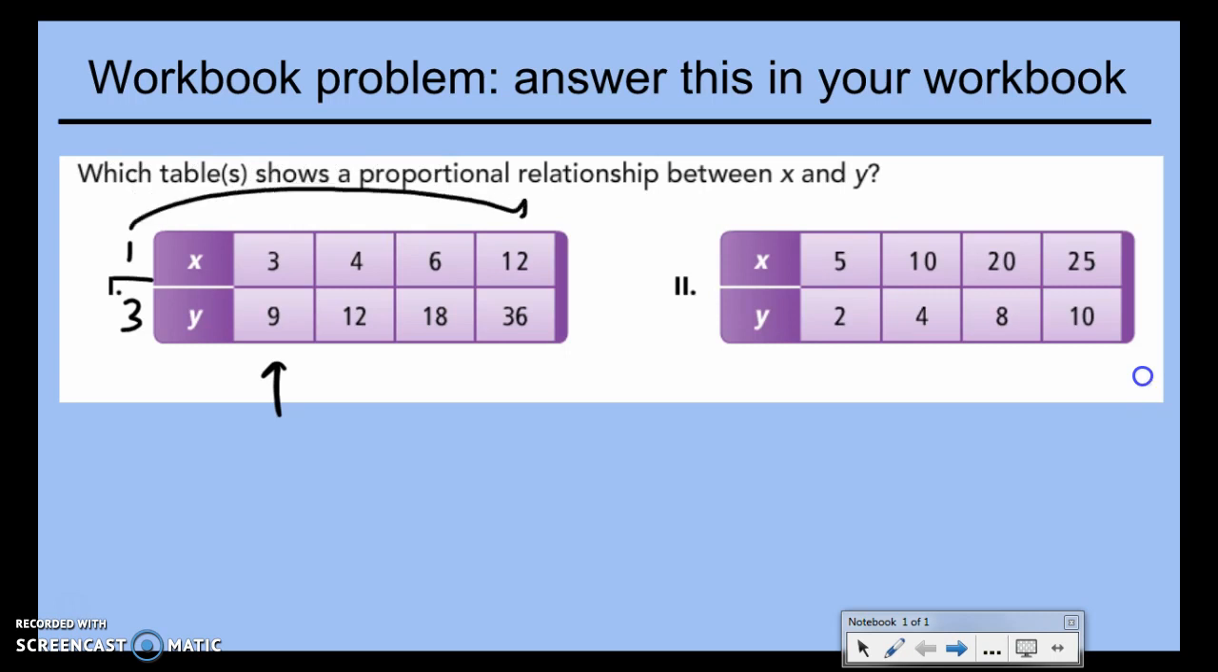1 times 12 is 12. 3 times 12 is 36. So right now, it looks like this first one is a proportional relationship. So let's put a check by it, and then we'll check after a minute, okay? Alright, I want you to check the second one by yourself and see if it is a proportional relationship or not. Okay? Can you erase this little check? And let's move on. Oh, we got to hurry.